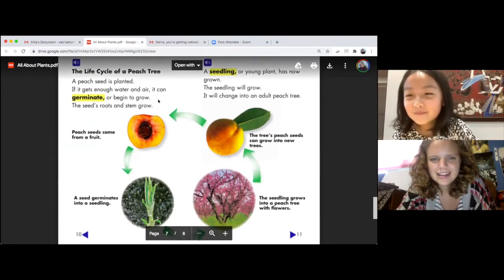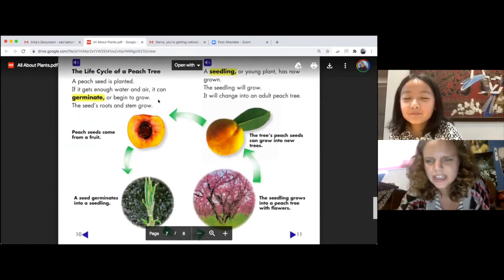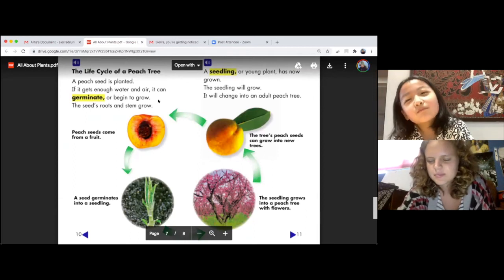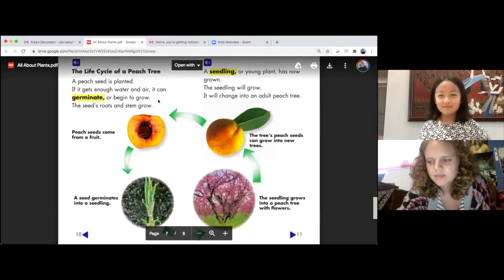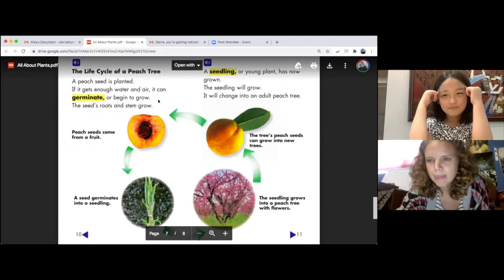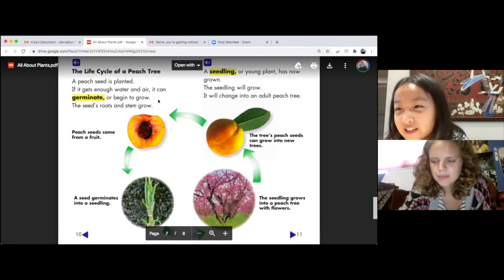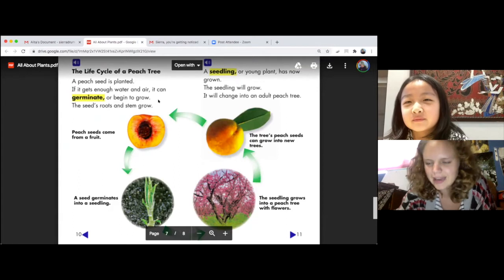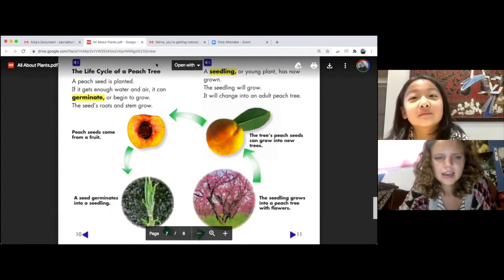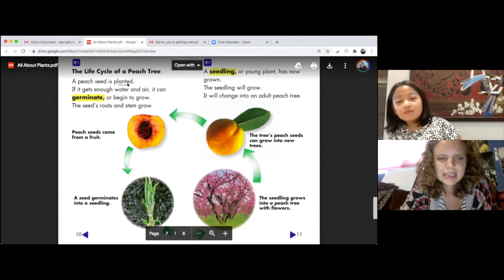Okay, we're going to talk about what kind of tree do you think? Oh, I know. This is a life cycle of a peach tree. Yeah, this is the life cycle of a peach tree. Very good. Okay, so a peach tree is planted.